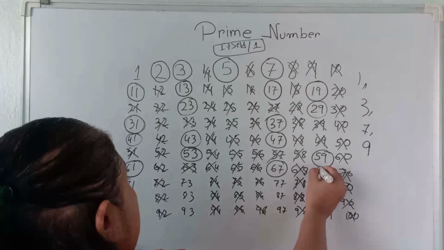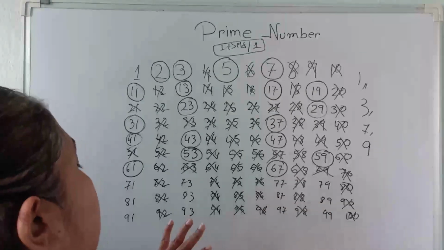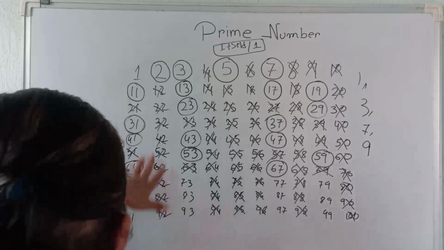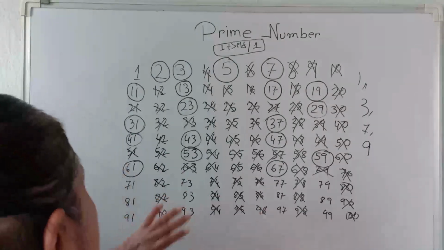63, we can easily divide by 3. So 69, we can easily divide 69 by 3. So 69 is not a prime number. So how many prime numbers are there between 61 to 70? Only 2. 61 and 67.